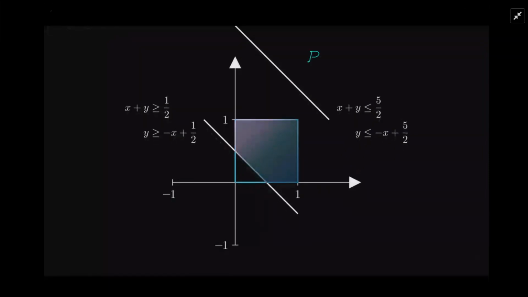So the probability of the square is 1. Subtract the triangle, and you get 7 over 8.